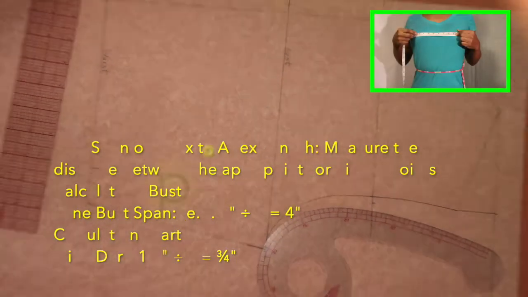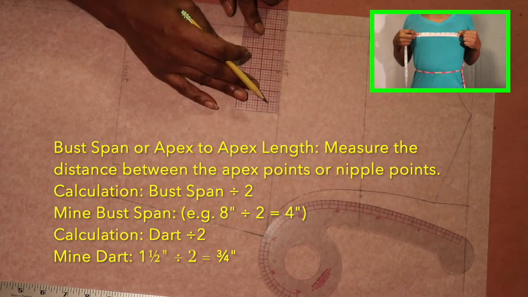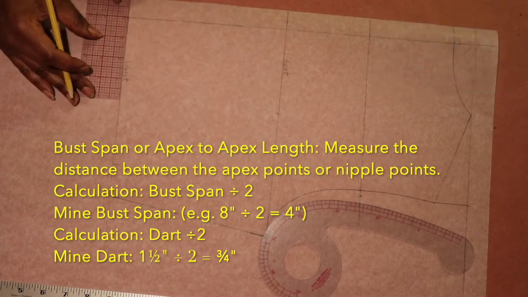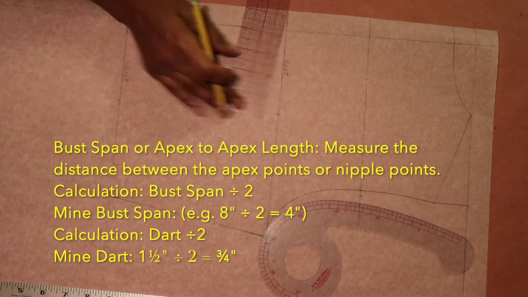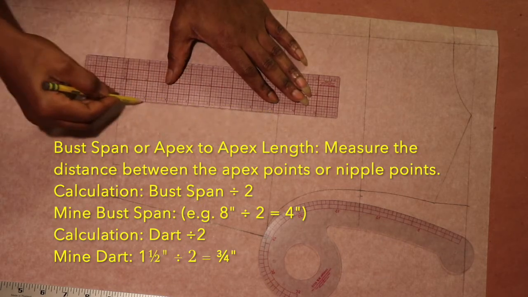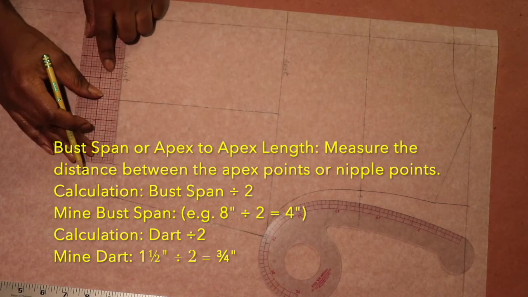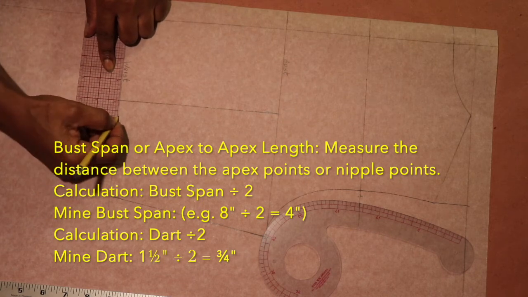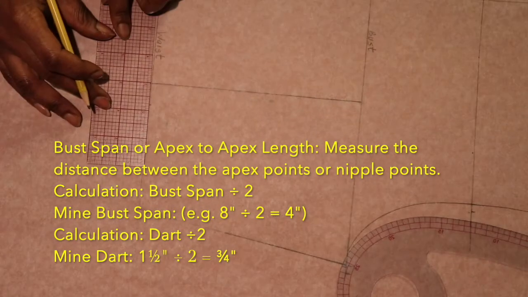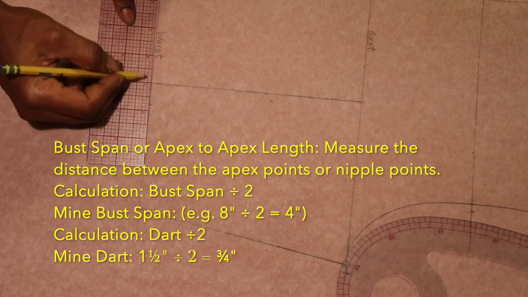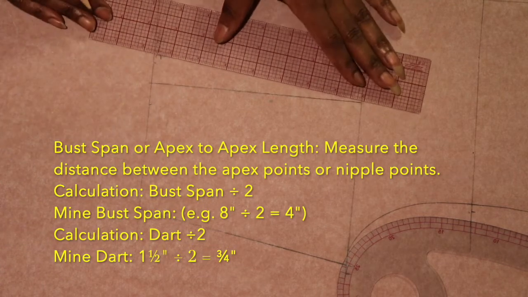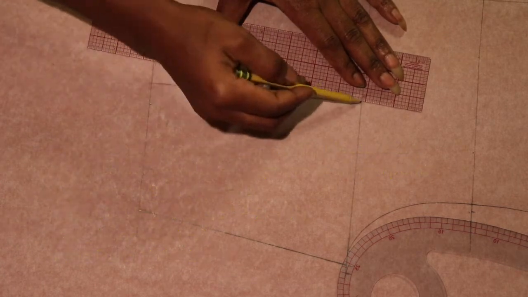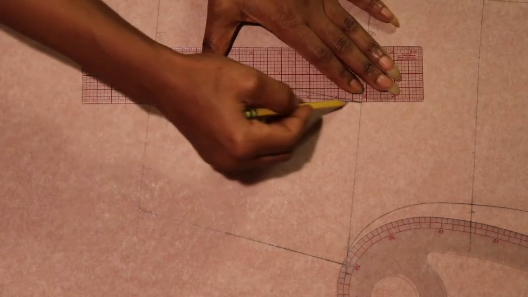To create the dart, mark a point that is half of the bust span on the bust and waistline. Then connect both points with a straight line. Then divide the dart width by 2. My dart width is 1.5 inch. 1.5 inch divided by 2 is 3/4. So I mark 3/4 on either side of the dart line. Finally, connect the 2 points to the top of the dart line.